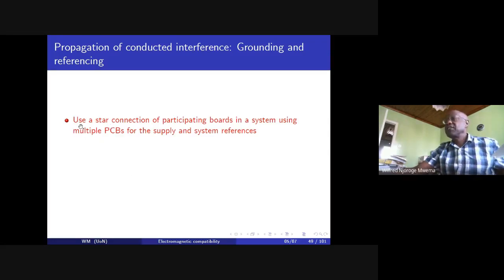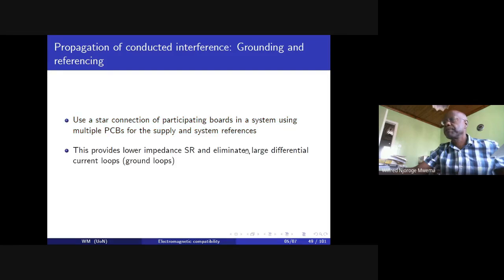So, as advice, you are asked to use a star connection of participating boards. That is, if you have several boards or several PCBs, you make sure that they are connected to the ground in star formation, for the supply and the system references as well. This will provide a lower impedance system reference and eliminate large differential current loops, or ground loops.